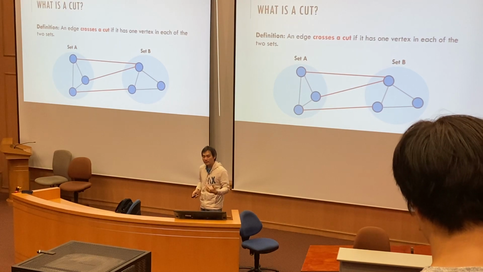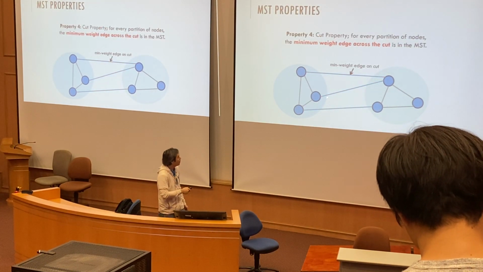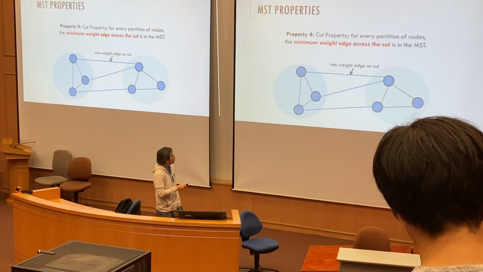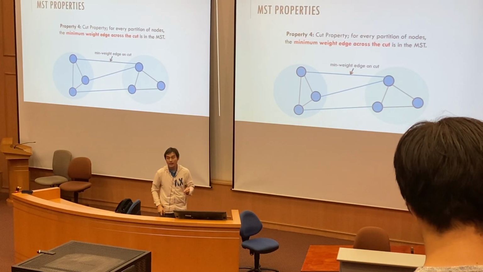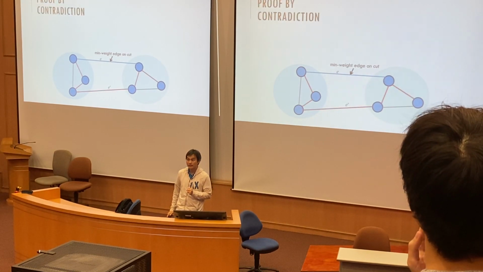Now, if I look at the edges that cross this cut, what the cut property says is that among all these edges, the one with the minimum weight must be in the MST. Okay, so that's what the cut property says.